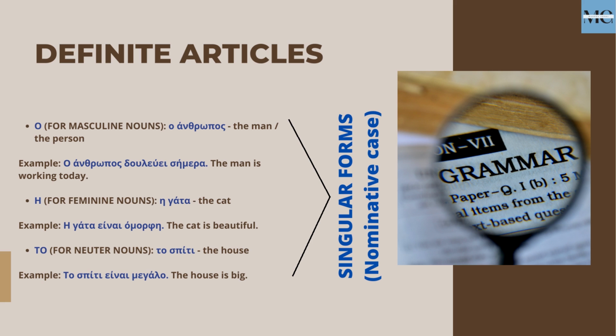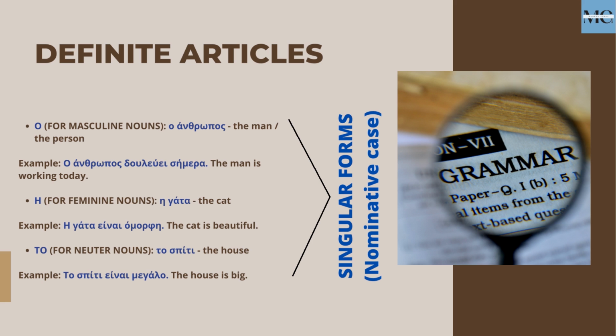The second definite article is for the feminine nouns. It's written with the letter eta and it's pronounced as "i". An example is η γάτα, which means the cat. And let's check out a whole sentence in Greek. Η γάτα είναι όμορφη. The cat is beautiful.